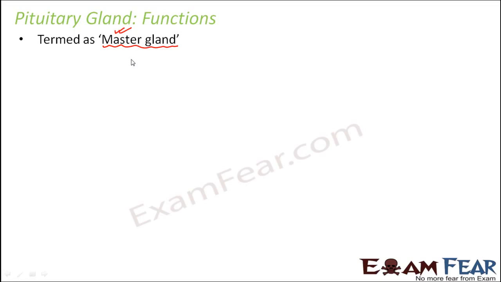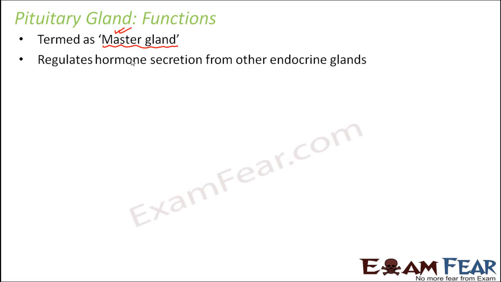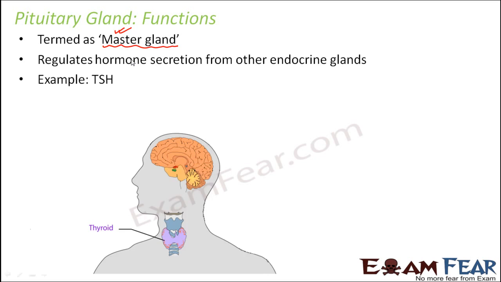Just try to understand this concept: the hypothalamus controls the secretion from the pituitary gland, and the pituitary gland in turn controls the secretion from all other endocrine glands of the body. Let us take a small example of how it regulates the secretion from other endocrine glands. Let us take the example of the hormone TSH. What is TSH? It is thyroid stimulating hormone. What does this hormone do? And which gland specifically does it act on?